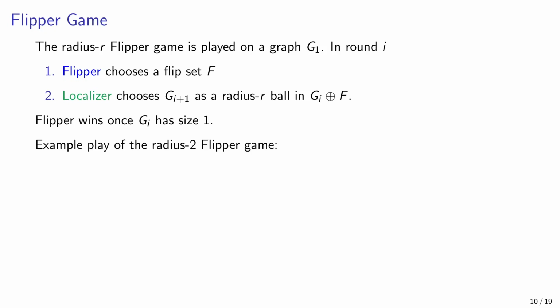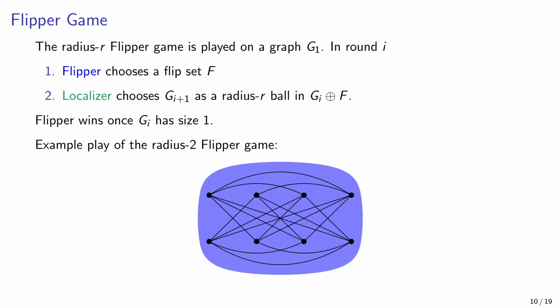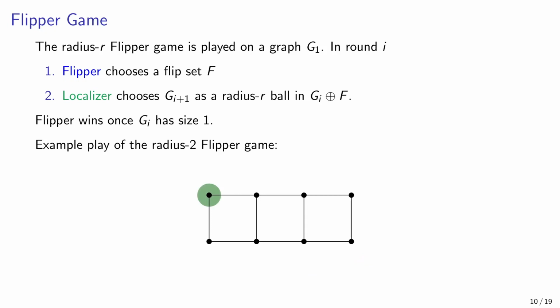I will give you an example play of the radius 2 flipper game. So we start with this graph, and it's first flipper's turn, and he chooses a set to flip. And in this case, flipper is going to choose the entire graph, so he will take the complement of the graph. And already looks a little bit simpler. Now it is localizer's turn. Localizer chooses a center, and we only keep the vertices which are at distance at most 2 to the center. So the graph shrinks a little.